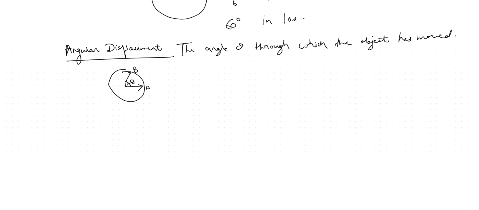So how do we measure in radians? Let's say when the object has moved from A to B, the length of the arc covered is S and the radius of the circular path is R. The angle in radians is defined as the length of the arc divided by the radius. Sorry, the angle is theta.